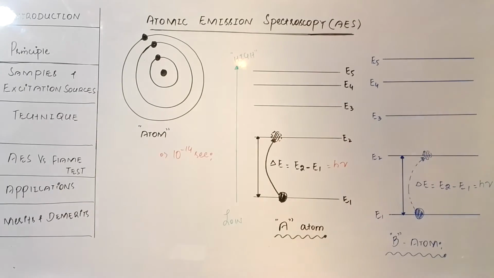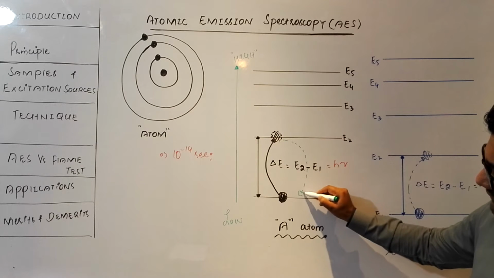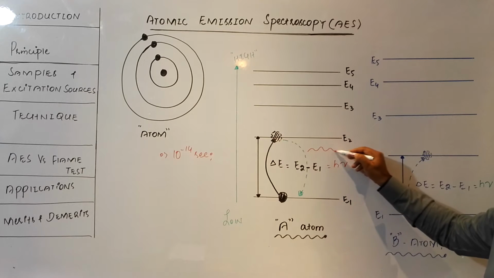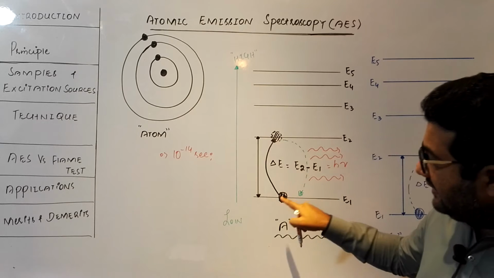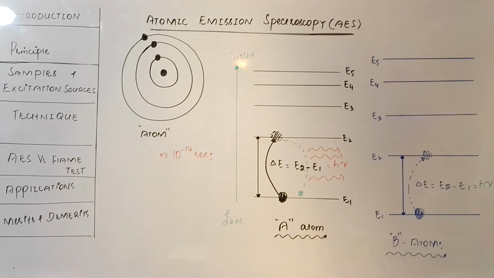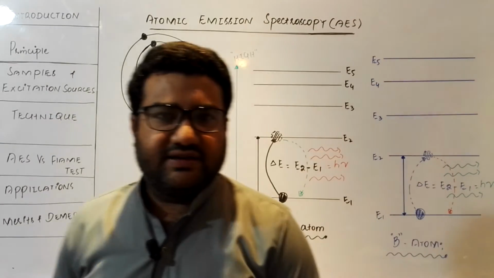And this electron will again come back from the higher energy level to the lower energy level. And when it comes back, it will emit the same amount of energy as it absorbed when it was excited. Similarly, this electron will also move from higher energy to lower energy, and it will also emit the same amount of energy as this electron absorbed during the excitation.